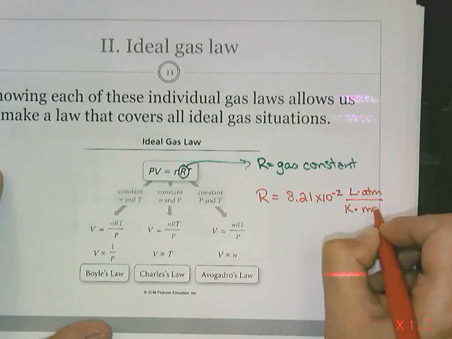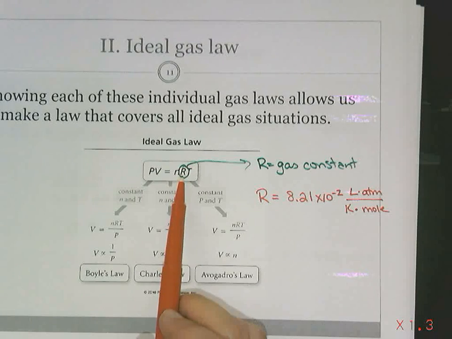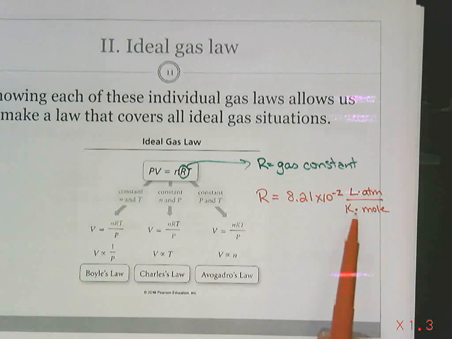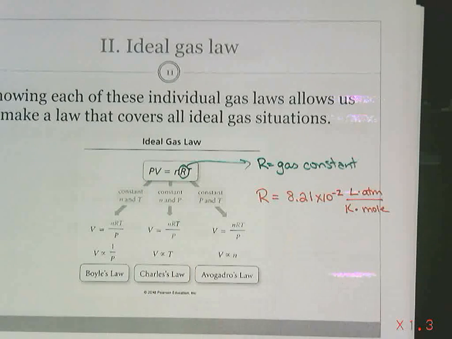Which makes sense, right? Because this side of the equation has moles and temperature, so you want those to cancel out. And this side is in liter atmosphere, so you want those to cancel out. So R has to have the units of the things we are working with. All right, so let's go ahead and see how this ideal gas law works.